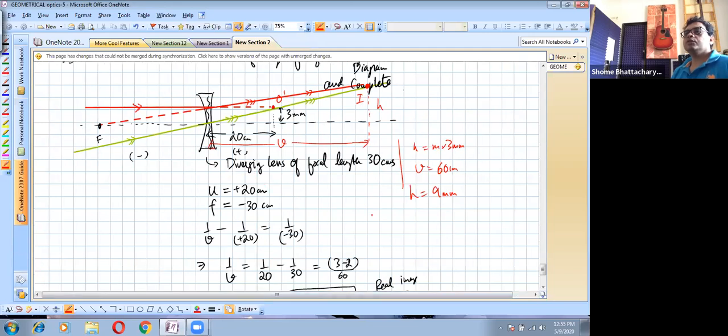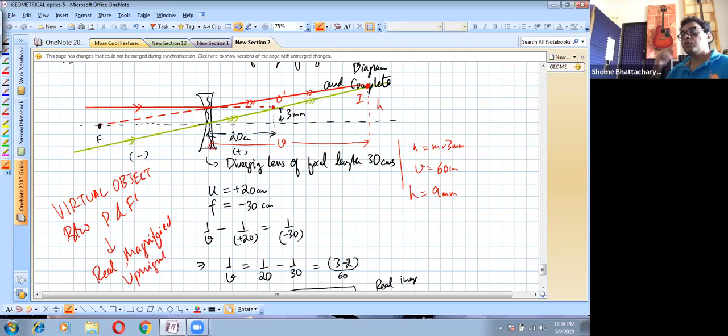From this, we'll understand something important: if the virtual object is between pole and the focal point, then we get a real image. So if we have a virtual object between pole and F prime, that is the focus on the other side, then that gives us a real, magnified and upright image. Now you might object that a real image should be inverted, but this is a virtual object. So when a virtual object gives a real image, it is always upright. It is when a real object gives a real image that it is inverted.